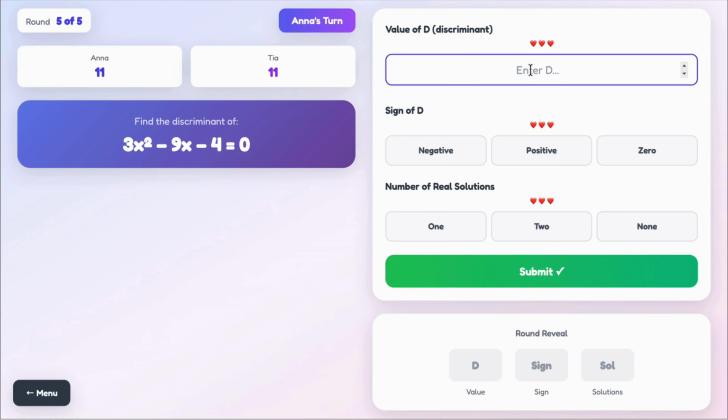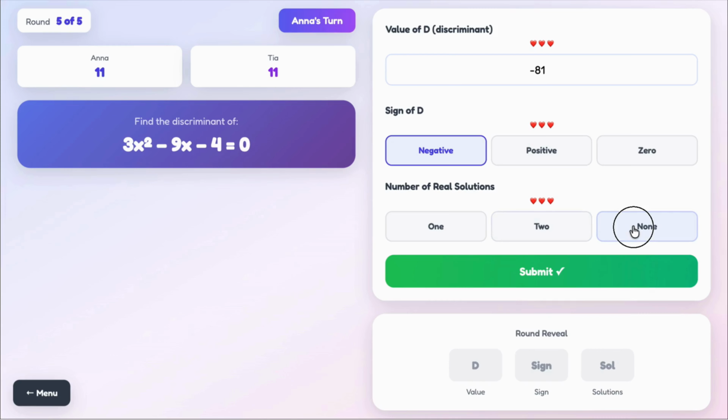Anna's going to say she thinks it's negative 81. And negative and no real solutions. And I get all wrong. But see, I haven't lost hope yet because I still have 2 hearts on each. So let's see if I can work this out. I know that is 81. 4 times 3 is 12. Times 4 is 48. And that's positive plus 81. So 48 plus 81. So 81 and 8 is 89. Let's round that to 90. Plus 40 would be 130. Is that 129?